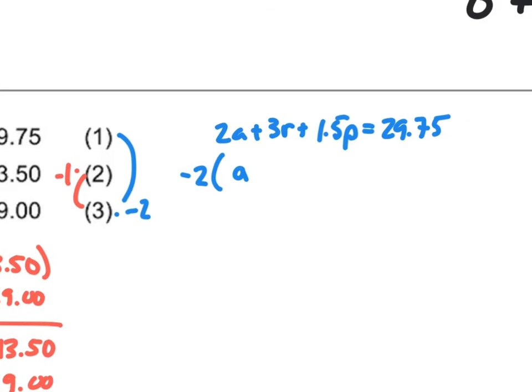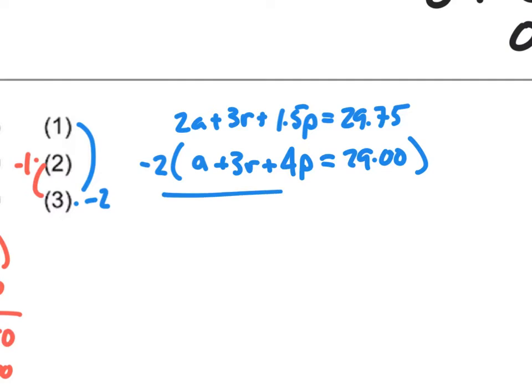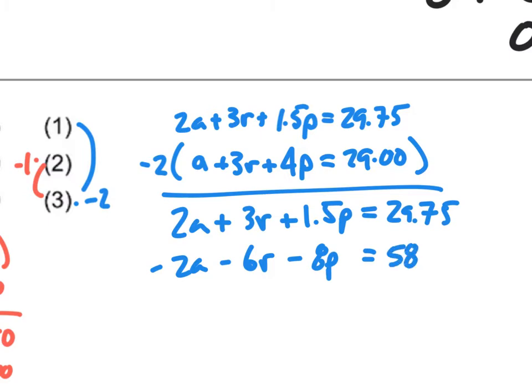Okay, so A plus 3R plus 4P, and that's equal to $29. As a result, we get 2A plus 3R plus 1.5P is equal to 29.75. Okay, we get negative 2A minus 6R minus 8P, and that's going to give me, what's 29 times 2? 58? Yeah, negative 58.